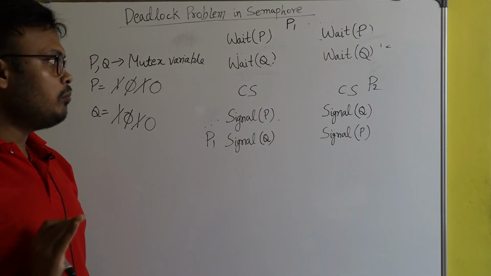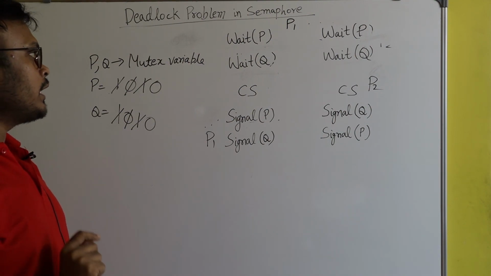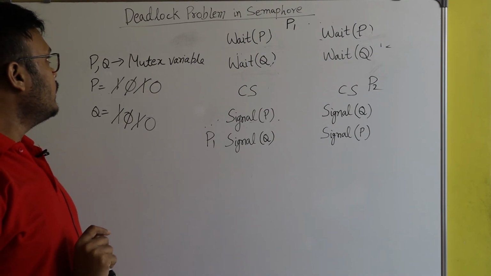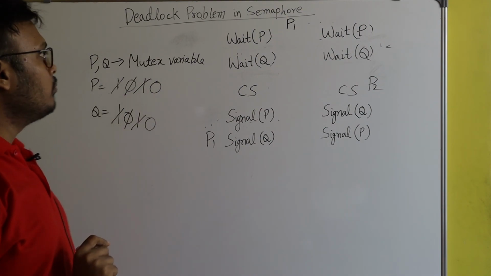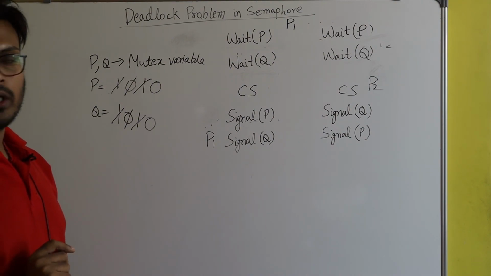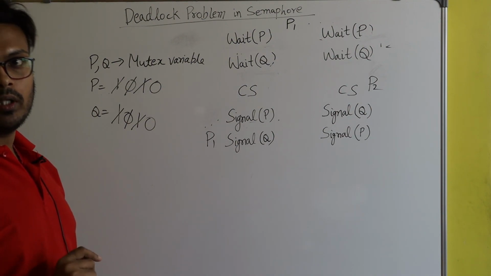So it's a very important concept. Okay. So you should understand it. So this was all about the deadlock problem that may arise while using semaphore variables. Okay. So we will discuss some problems on this. Okay. Thank you.